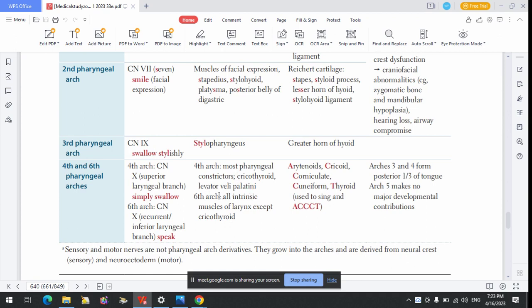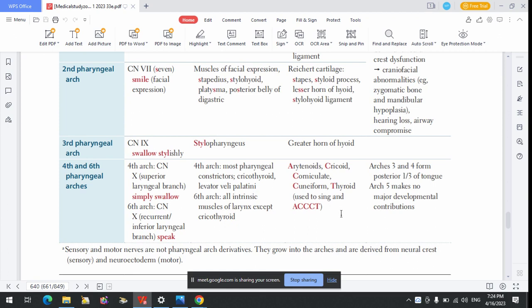So where is the tensor veli palatini coming from? Anybody? The first pharyngeal arch. Yeah. So the tensor veli palatini is coming from the first, while the levator veli palatini is coming from the fourth. Both of them actually assist each other. They tense the soft palate so that you can elevate it and prevent food, when you are swallowing, from entering the nasopharynx. That's what they do.